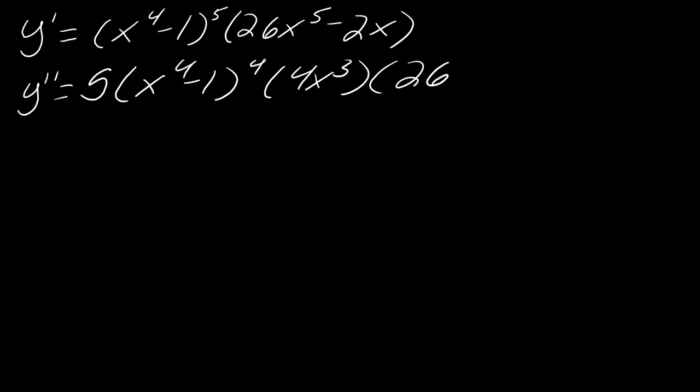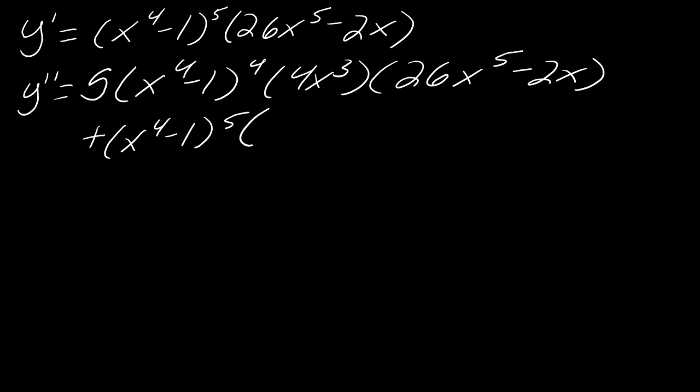And I multiply that by 26x^5 - 2x. So remember, you take the derivative of this function, and then you multiply it by the second function. So I've got to bring that along for the ride. Okay, so that's the first part of this. So now I leave the first function alone. And now I take the derivative of the second part, so this will be 130x^4 - 2.